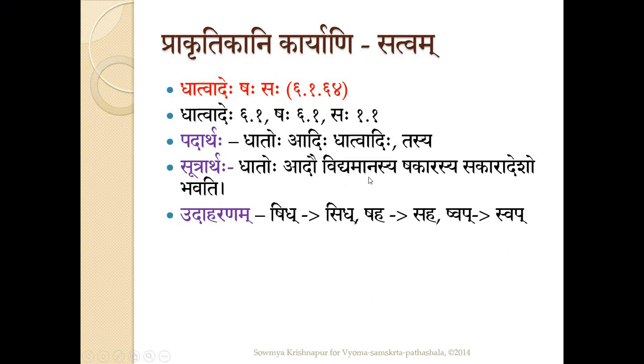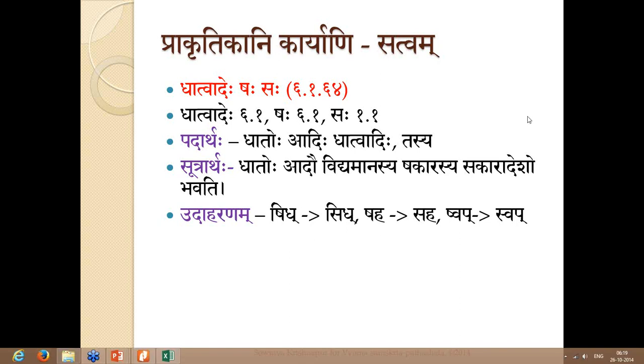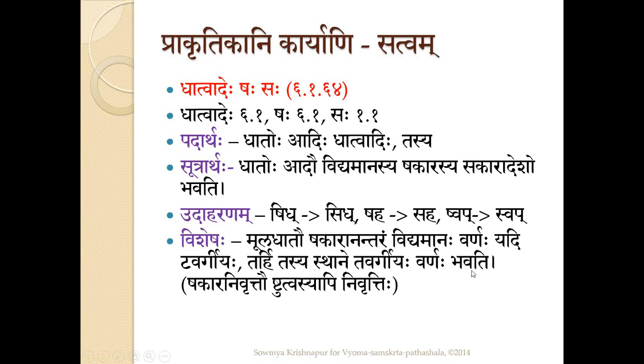So, kashchan prashnaha vidyamanasya. I mean, the vidyamanasya is not very significant. Dhatoho adihi, that which is at the beginning. So, when I say adau, so when it is just adihi, then it is a visheshana. So, when I made it as adau vidyamanasya, there is nothing very significant. That which is at the beginning of a dhatu. So, shidh, sidh, shaha, saha, shvapu, svapu. Sarvatra yatra shakaraha adau asti, tarhi sakaraha tasya sthane bhavati. Atra ekaha visheshaha sarvada smartavyaha.